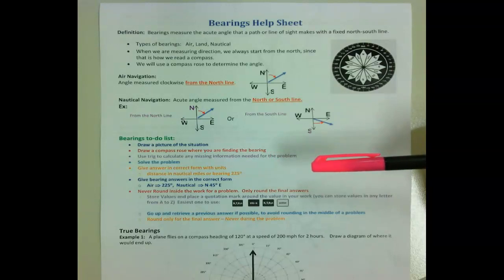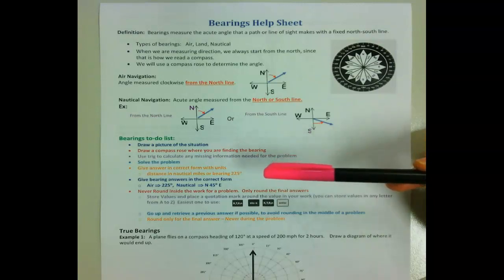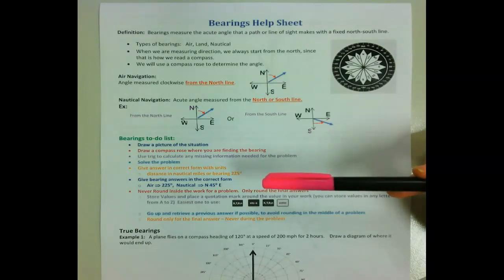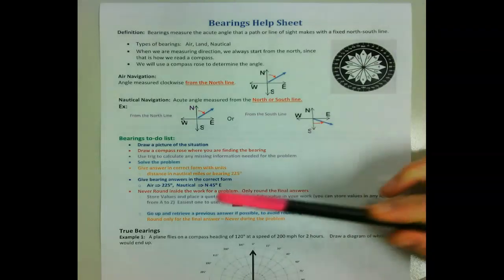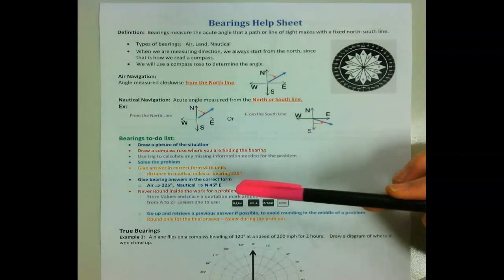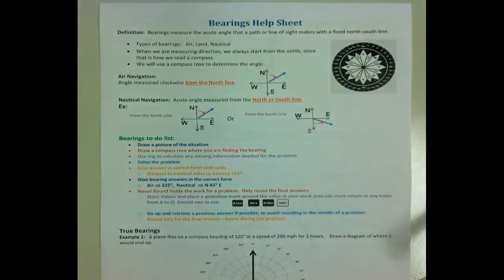Use trig to calculate any missing information needed for the problem. Solve the problem. Give answers in correct units and in the correct form, like distance in nautical miles or bearings at 225 degrees. Give bearing answers in the correct form. So if we're talking air, your answer would be 225 degrees. But if you're talking nautical, then you'd be doing something like north, 45 degrees east. Never round inside the work of the problem, only round the final answer.